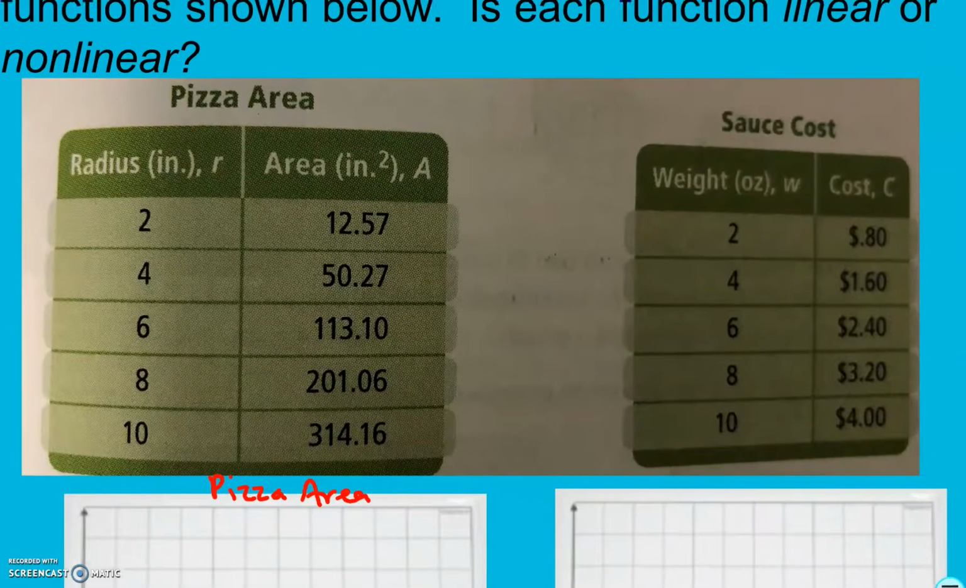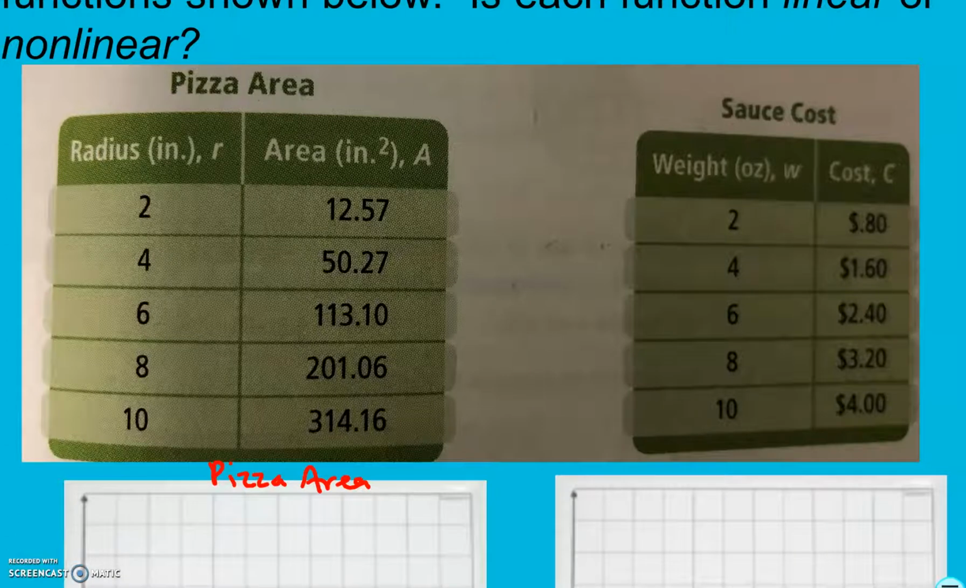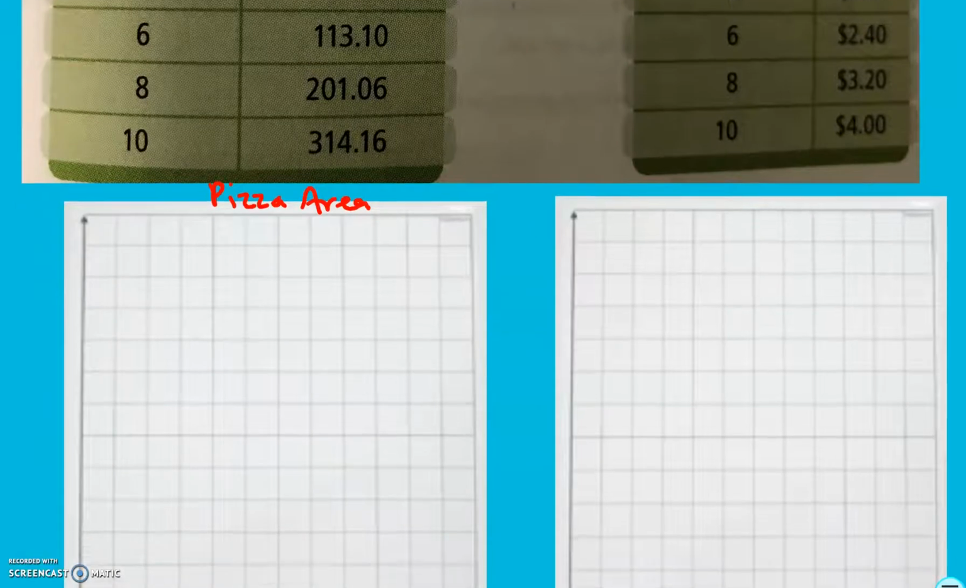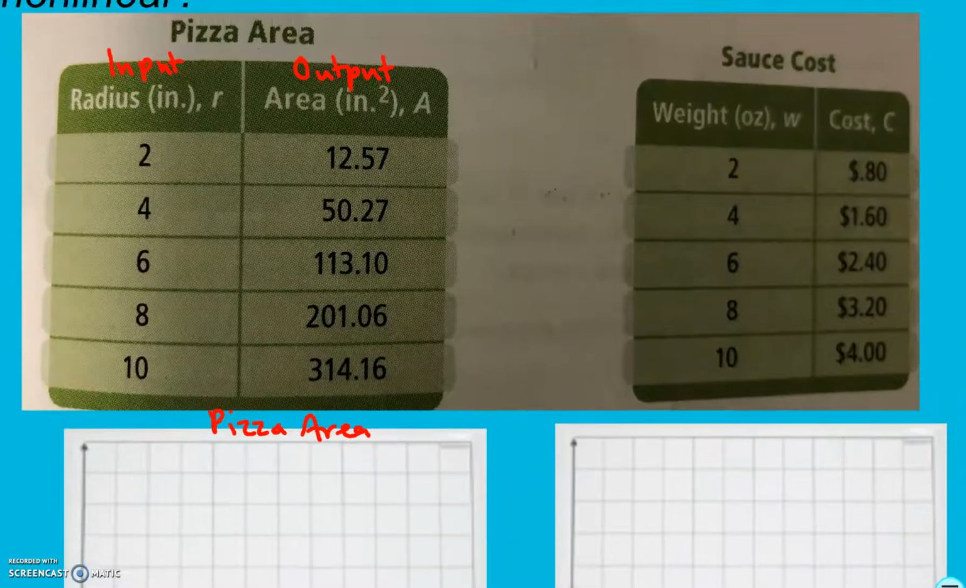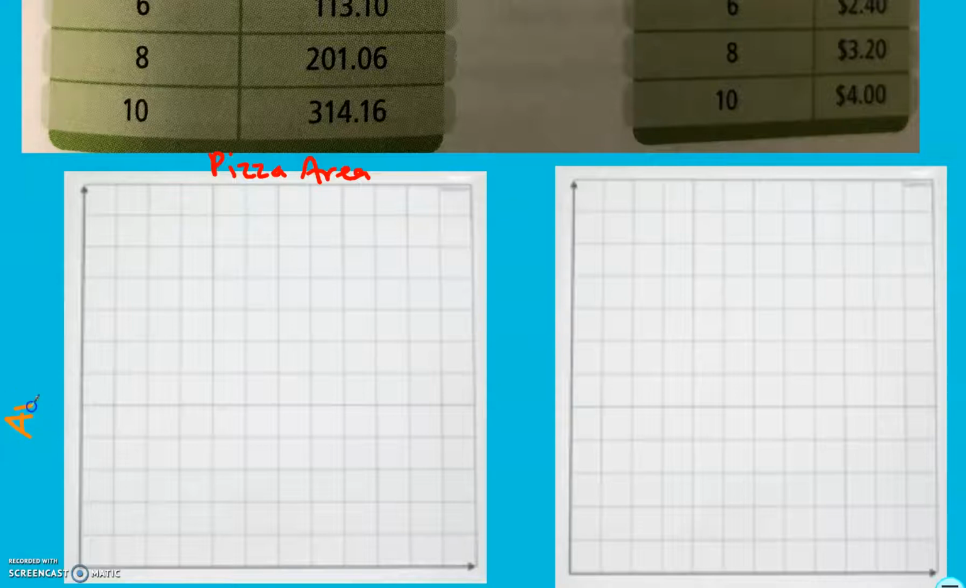If we look here, we have a radius r in inches and an area a in inches squared. We have to figure out which one's independent, which one's dependent. Well, our area depends on what our radius is, which means r is independent, it's our input, and area is dependent, it's our output. So, when I label these, remember our inputs and independent always go on the bottom. And our dependent outputs always go on the side, which here is area.